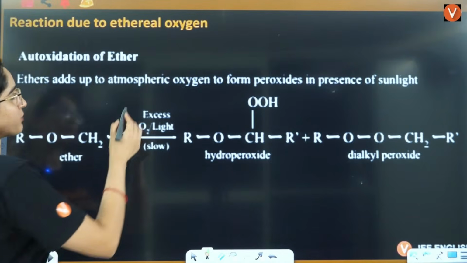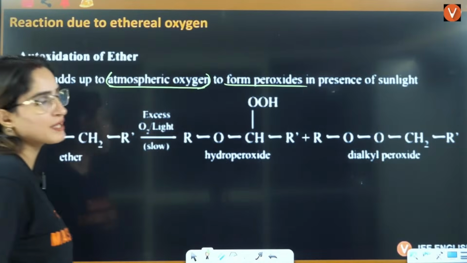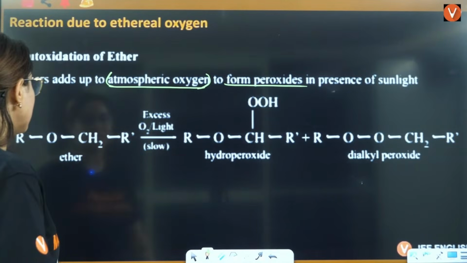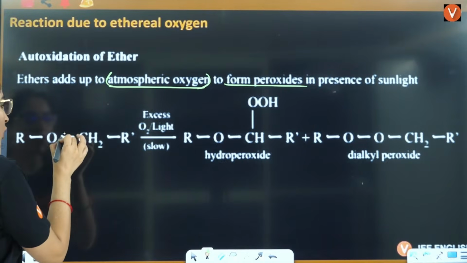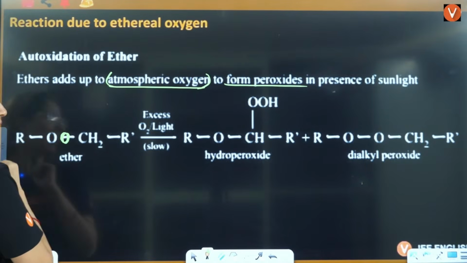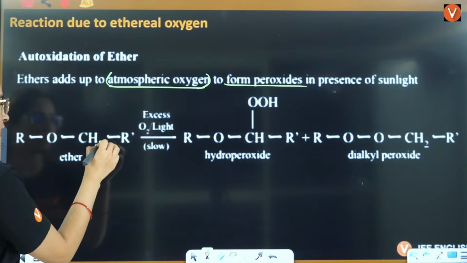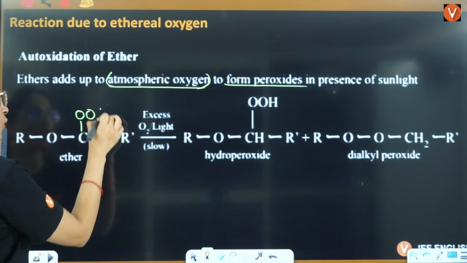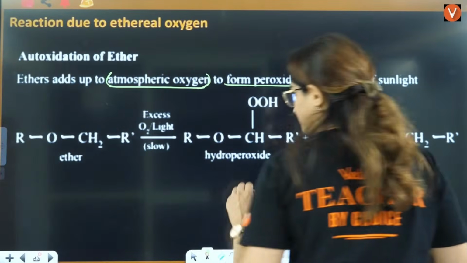Ethers add atmospheric oxygen to form peroxides in the presence of sunlight. So when you have excess of O2, either oxygen will be added here, and that is one product, and the second product will be where this one hydrogen is converted to OOH. So two kinds of peroxides are possible.